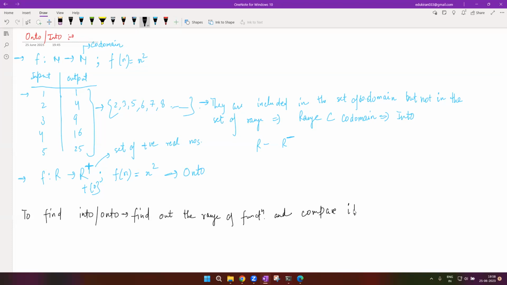compare it with the given codomain. This is the important step.